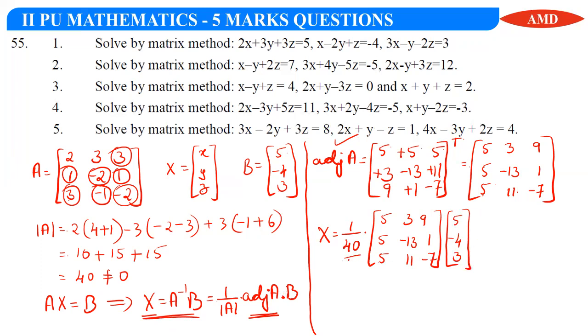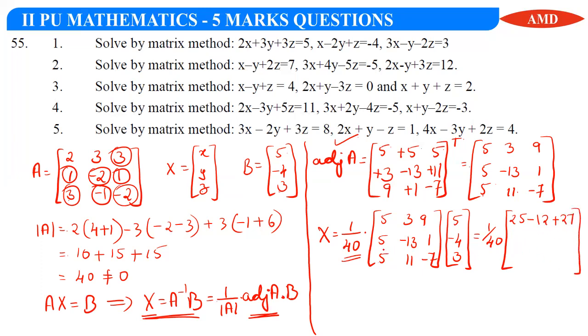So don't multiply this 1 by 14 initially. Let it be, at the end we can do it. This is equal to 1 by 40 into 5 into 5 is 25, minus 12, plus 27.